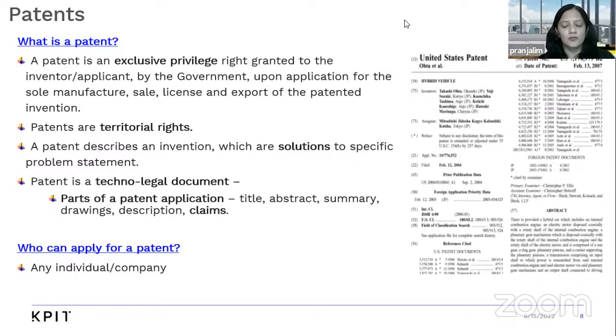A patent document. Now when you have a good, innovative and unique idea, you have to file a patent application. What is this patent application? A patent application is a techno-legal document which will describe your invention in detail, and that invention should be covering the specific solution to the problem statement that you are addressing. Now, in a patent application, there are different sections. First we'll have the title, then the abstract, the summary, the drawings, the description, and the claims.